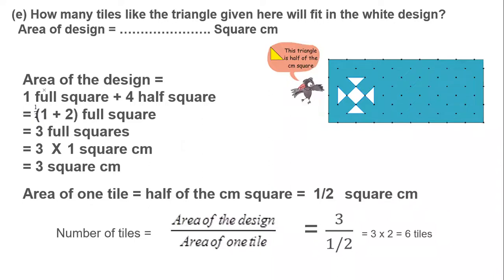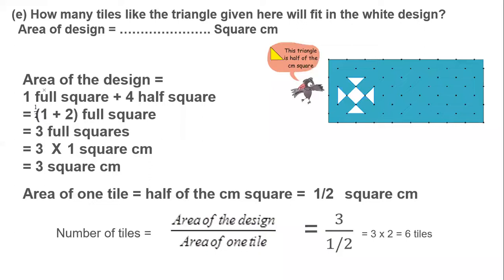Now, how many triangles can be fit in this design? Already 1, 2, 3, 4 triangles are there, and this square also can be divided into 2 triangles. 1, 2, 3, 4, 5, 6. So, how many triangles will fit in this? Oh, now I understood, sir. 6 triangles. Yes. That's why I told you to wait. I will explain.